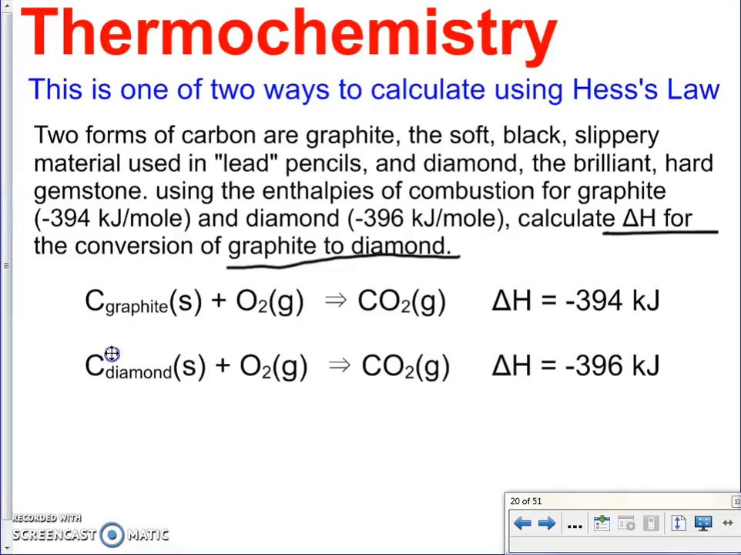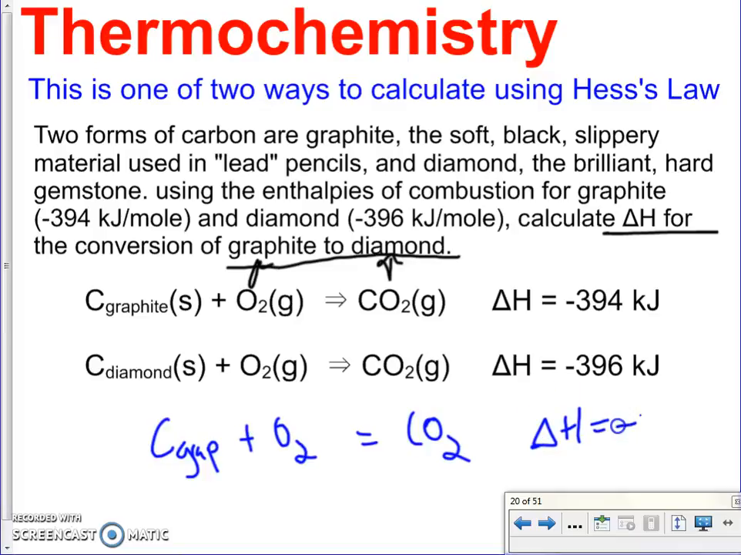Well, I can use these two reactions and Hess's law to figure out what that reaction is going to be, because whether it happens in 2 steps or 1 step, it's going to be the same delta H. So with that being said, I want to start with graphite, I want to end with diamond. So I want graphite on my reactant side, so I'm going to leave this reaction just the way it is. I'm going to rewrite it down here. So C graphite plus oxygen produces CO2, and that delta H is going to stay exactly as negative 394.